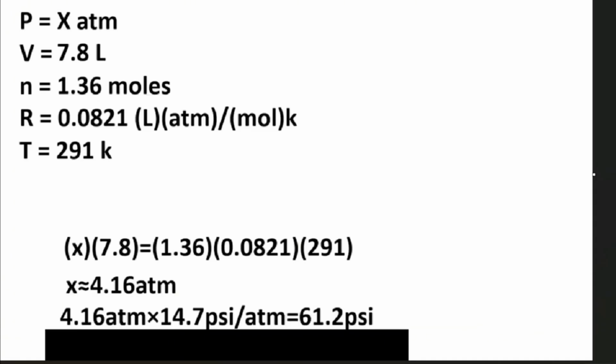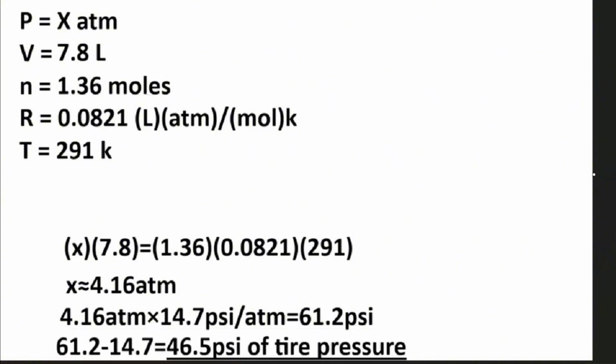But we have to convert that to PSI, so we multiply it by 14.7. We end up with 61.2, but that is an absolute pressure, so we need to subtract the atmospheric pressure, which is 14.7 PSI, and we're left with 46.5 PSI of tire pressure. We then verified our answer by checking the car's tire sensors.